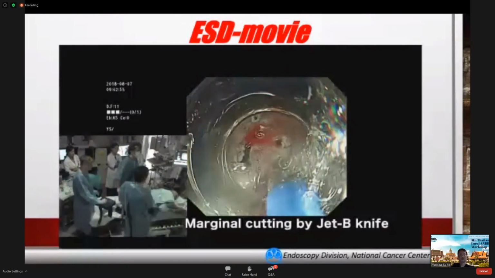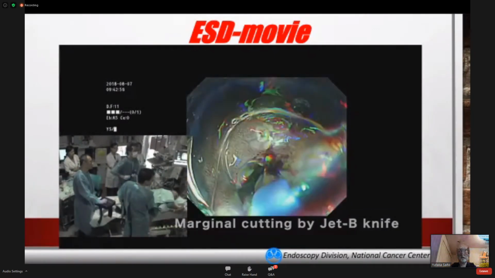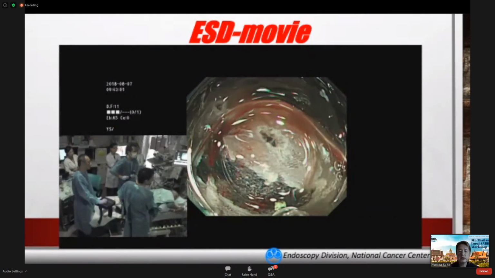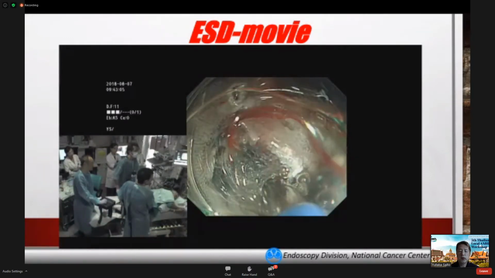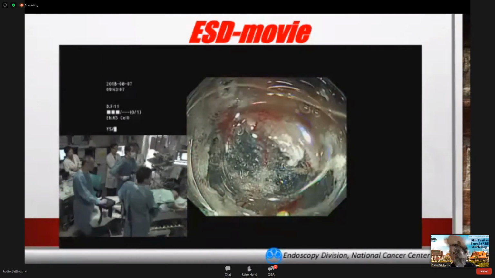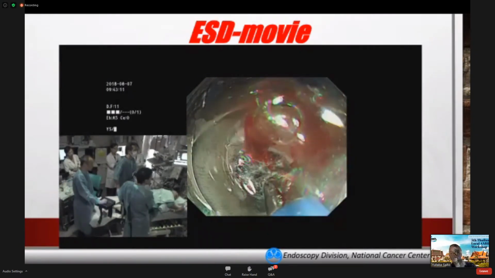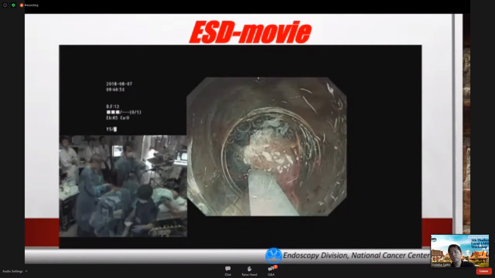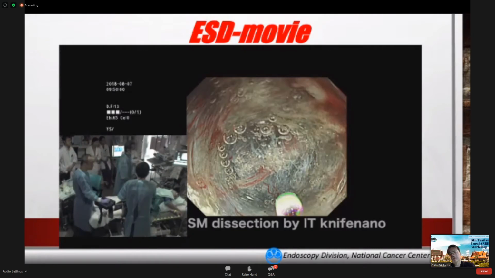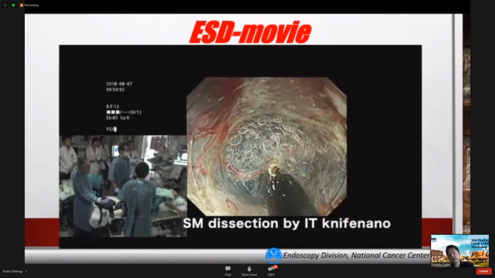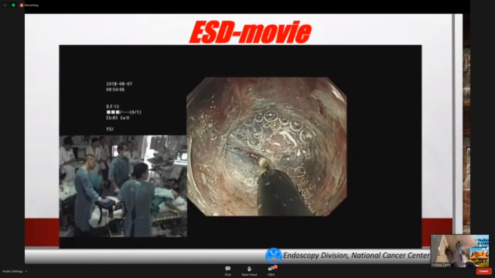It's important: don't perform circumferential resection in colorectal ESD. So I perform the partial marginal resection and then directly move to the submucosal dissection. And after the submucosal layer is expanded, I prefer to use the IT knife nano, and I always use this short type ST hood.